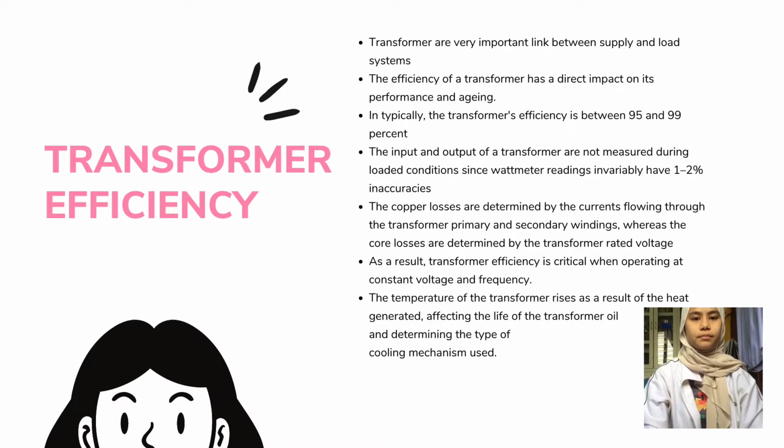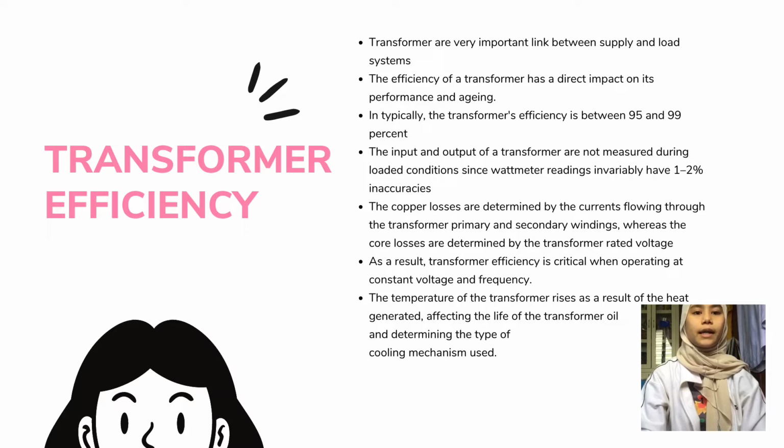Transformer efficiency. Transformers are a very important link between supply and load system. The efficiency of a transformer has a direct impact on its performance and aging. Typically, the transformer's efficiency is between 95 and 99%.